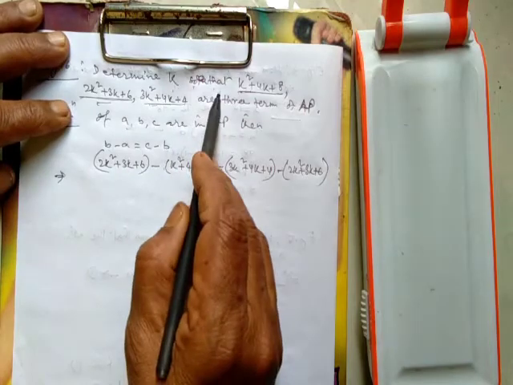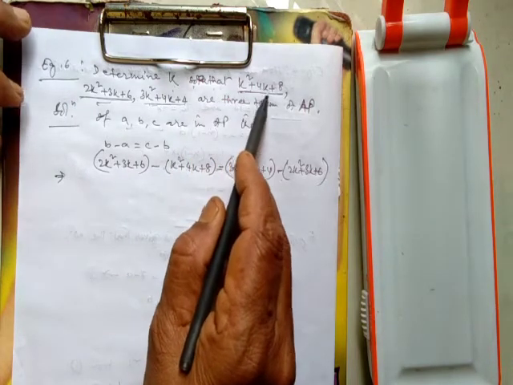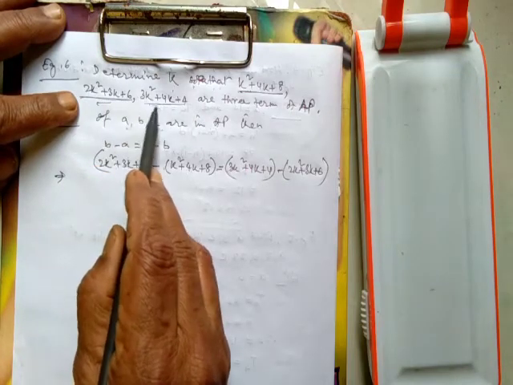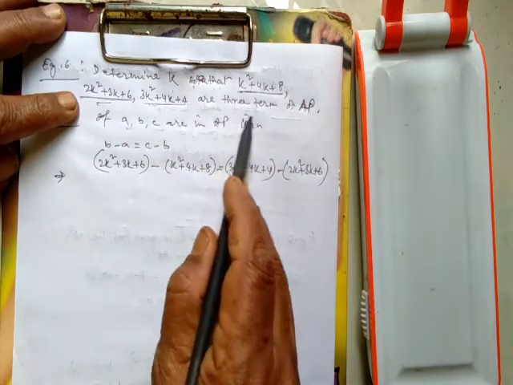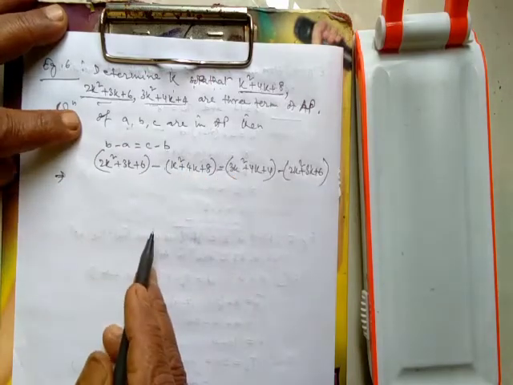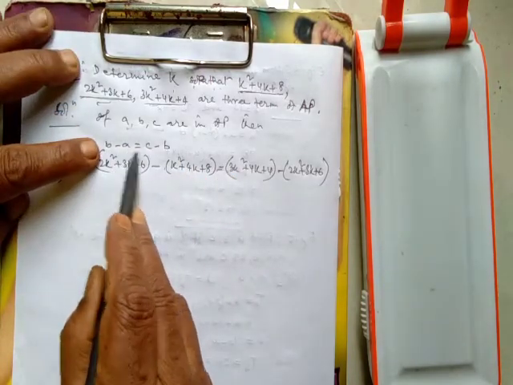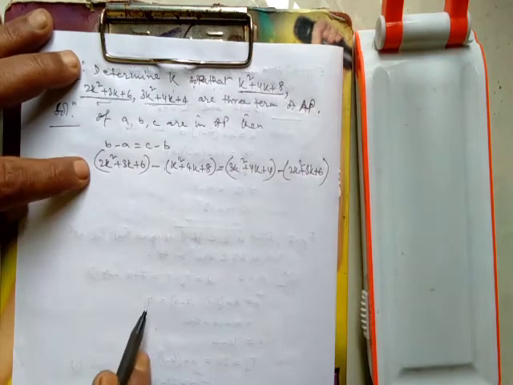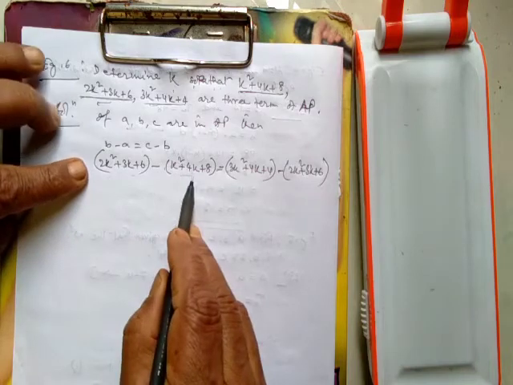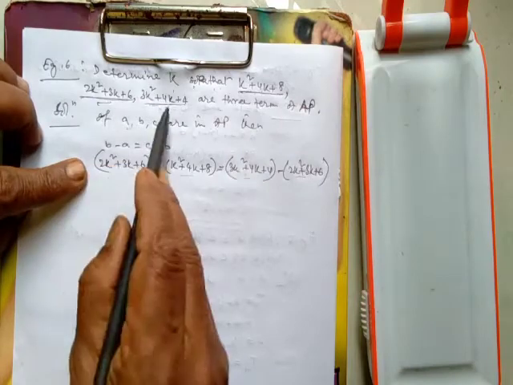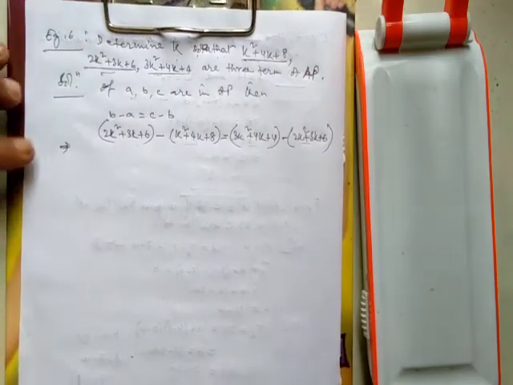Determine k so that k square plus 4k plus 8, 2k square plus 3k plus 6, 3k square plus 4k plus 4 are 3 terms in AP. If A, B, C are in AP, then definitely the second term minus the first term is equal to the third term minus the second term. B minus A is equal to C minus B. This is A, this is B, and this is C.